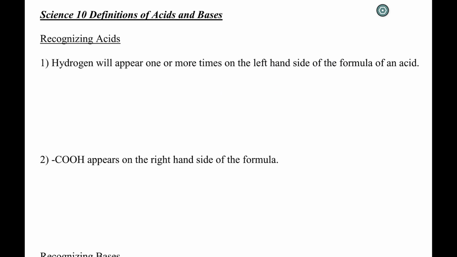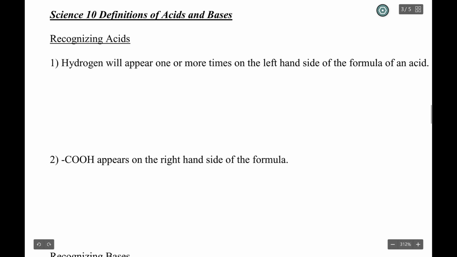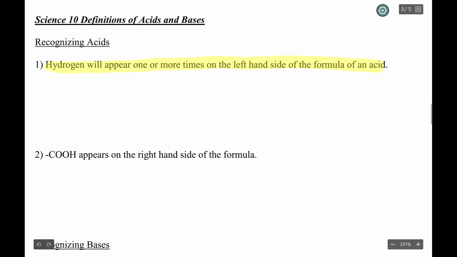So the next thing we're going to look at is how did we recognize something was an acid or a base at a lower level of chemistry than we are currently at? And generally you would have been told something along these lines. You will have a hydrogen that will appear one or more times on the left-hand side of the formula of an acid. And of course, this would also have to be aqueous.